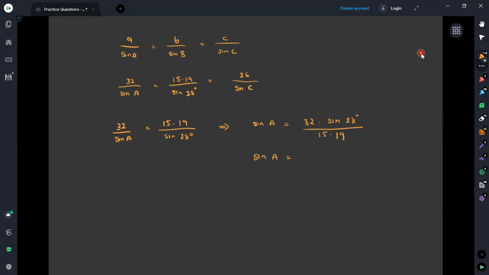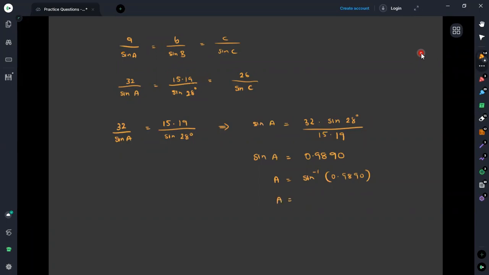We'll get the value for sine A is equal to 0.9890. Here I have taken it to 4 decimal places. Now what we need to do is take the value of A. A can be considered as the sine inverse of 0.9890. Now you can use your calculator or else a sine table.